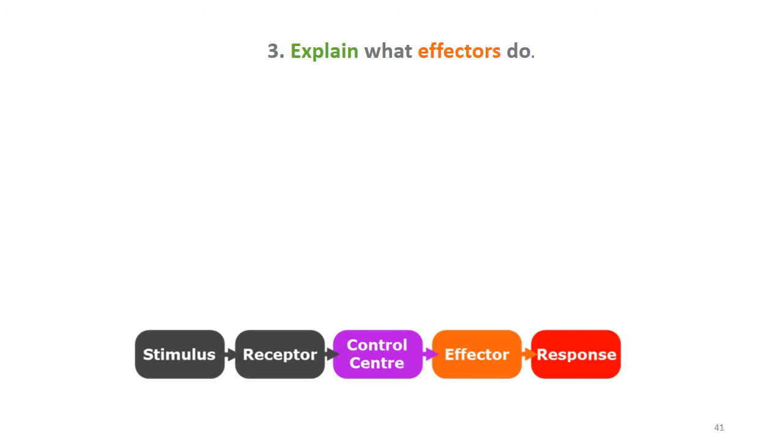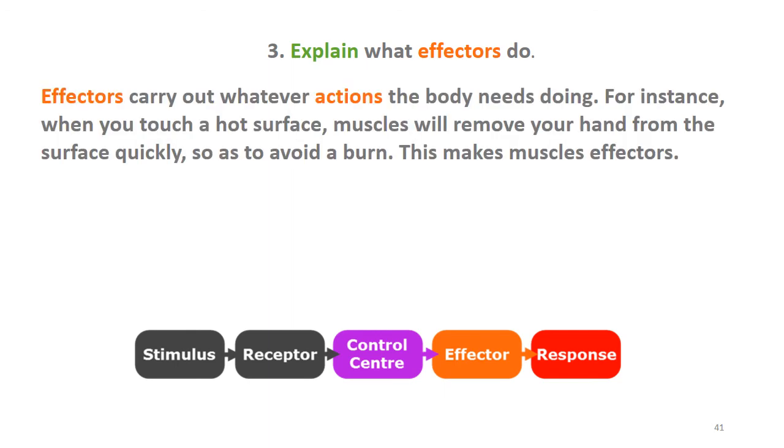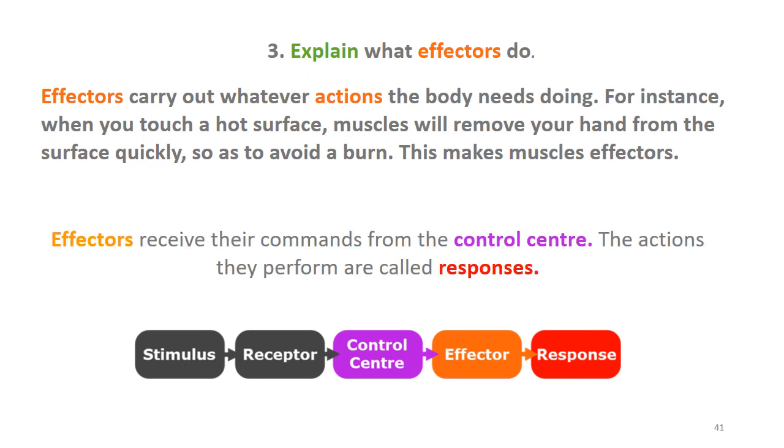3. Explain what effectors do. Once again, you can pause it, take all the time you want. This is the answer. Effectors carry out whatever actions the body needs doing. For instance, when you touch a hot surface, muscles will remove your hand from the surface quickly so as to avoid a burn. This makes muscles effectors. Effectors receive their commands from the control centre. The actions they perform are called responses.